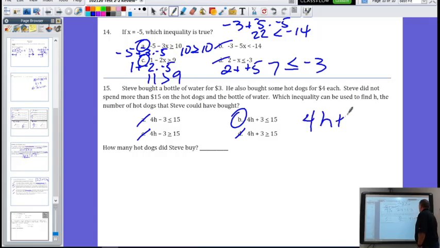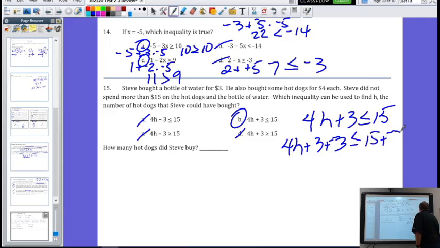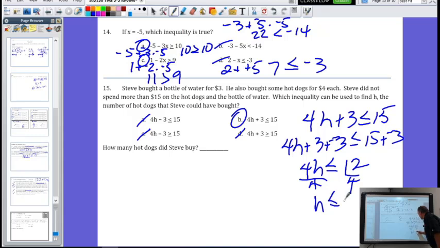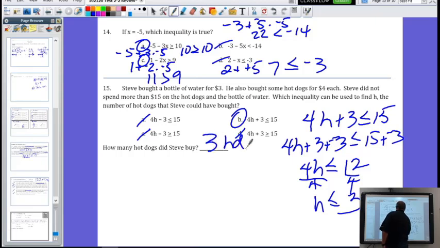So 4H plus 3 is less than or equal to 15. So 4H plus 3 plus negative 3 is less than or equal to 15 plus negative 3. So 4H is less than or equal to 12. Divide by 4, divide by 4. H is less than or equal to 3. So how many hot dogs could Steve have bought? 3 hot dogs. And that's how you solve the questions on this particular test review.